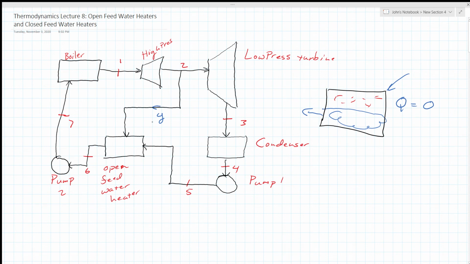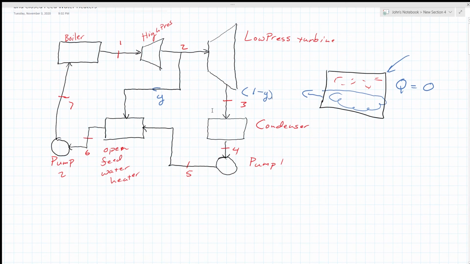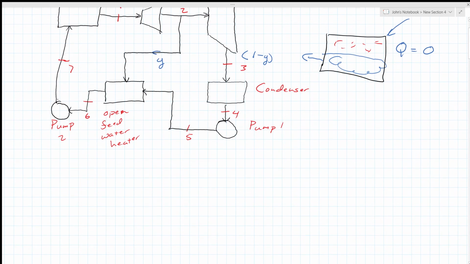To do that, I divert some amount of steam. We'll call that Y. If Y amount of steam went through here, then I'd have 1 minus Y of the mass going through here. Now, what is Y? Y is a fraction. I could say I'm diverting 50% of the steam into my open feed water heater. Then Y would equal 0.5. I could say I'm diverting 30% of the steam. Then Y would become 0.3.